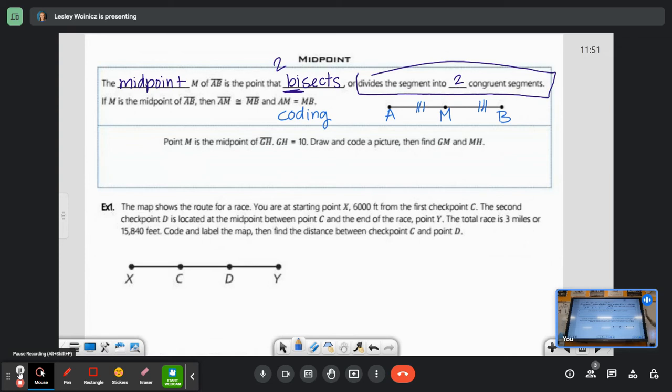Okay, so point M is now going to be the midpoint of segment GH. And we know that the measure of GH is 10. So I want you to draw and code a picture, and then find the length of GM and the length of MH. Go. Start with a picture. You can literally copy the picture that I gave you above, just change the letters. Ask your neighbor if you need help.